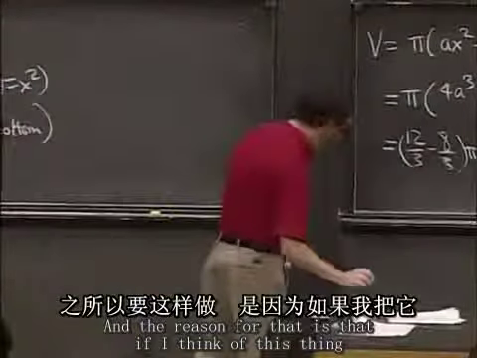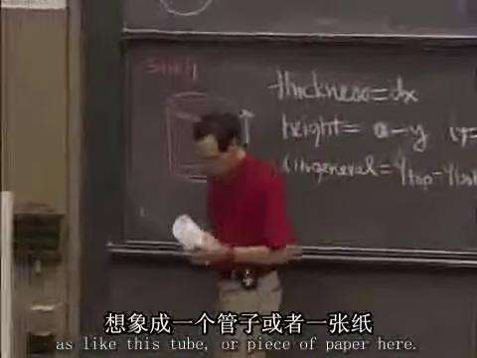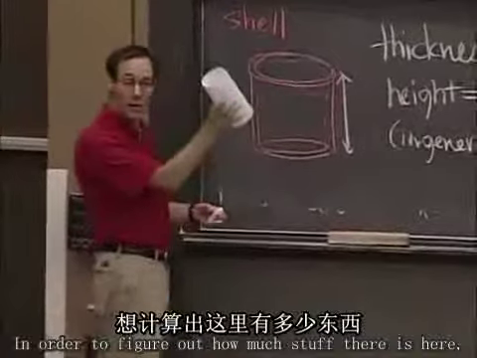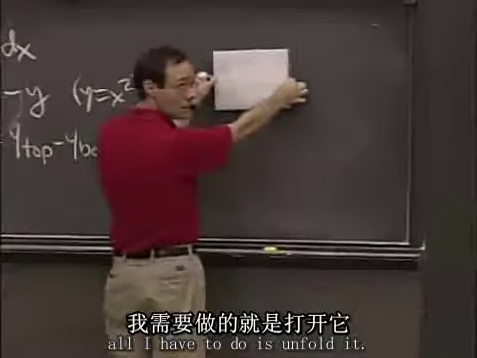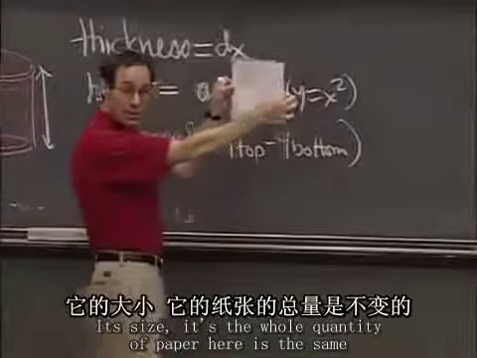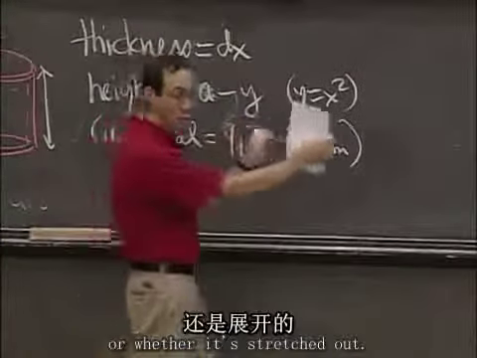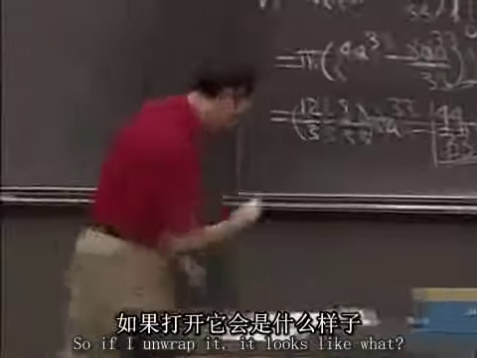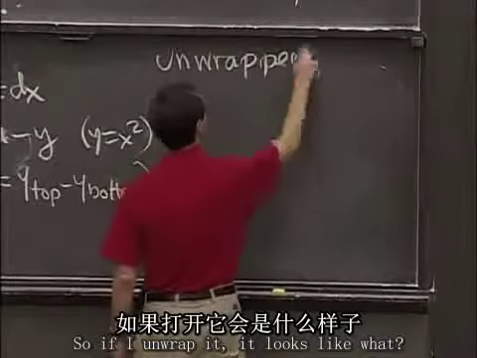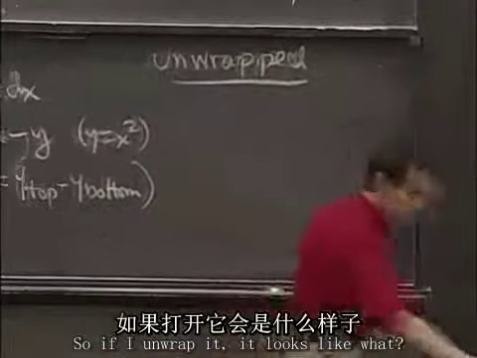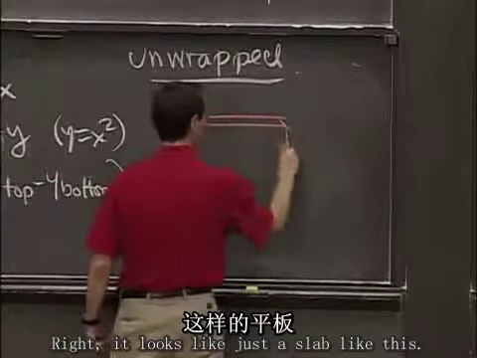And the reason for that is that if I think of this thing as like this tube or piece of paper here, in order to figure out how much stuff there is, all I have to do is unfold it. The whole quantity of paper is the same, whether it's rolled up like this or stretched out. So if I unwrap it, it looks like a kind of slab, just a slab like this.